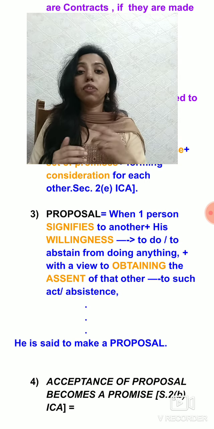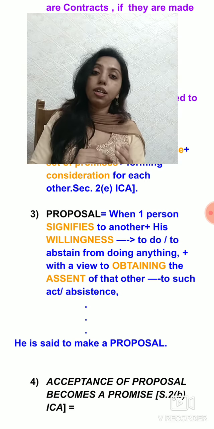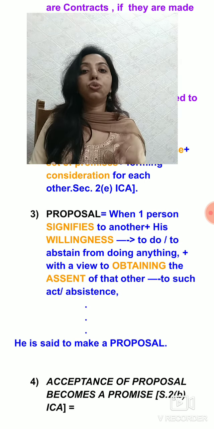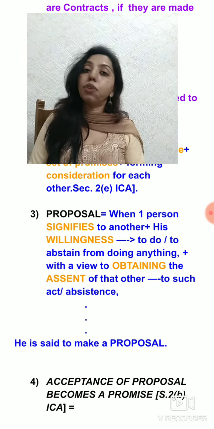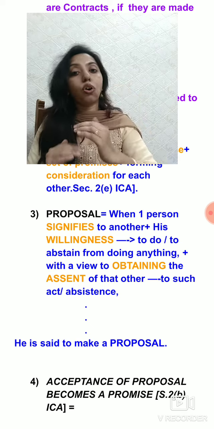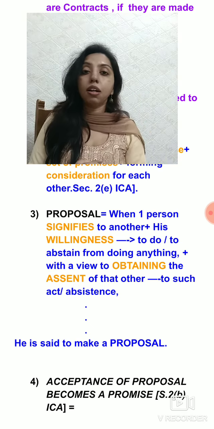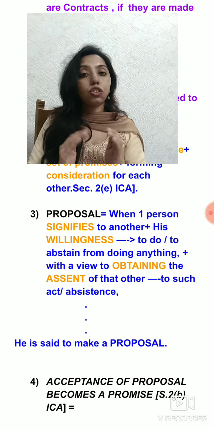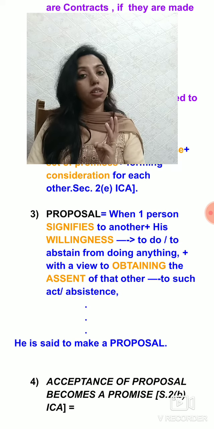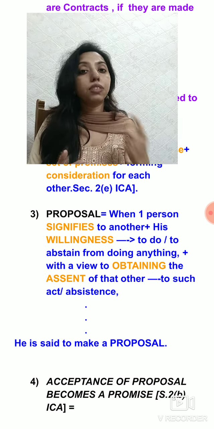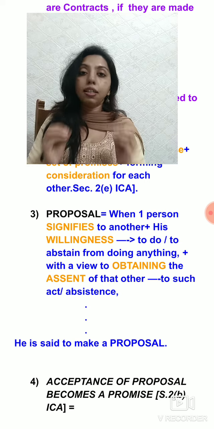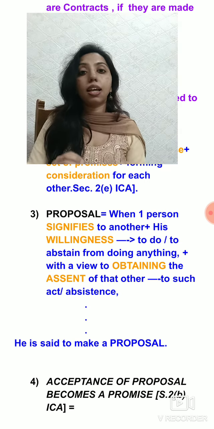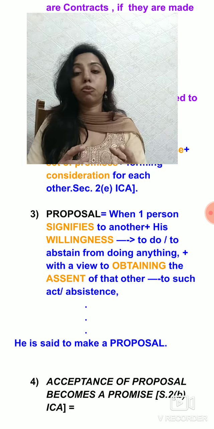So it is saying that when one person signifies to another his willingness to do or to abstain from doing anything with a view to obtain the assent of that other, he is said to make a proposal. So in case of a proposal, three terms have to be understood. What is the meaning of signifying? Signifying means that anything which is made, whether it is a proposal or an acceptance, must be communicated. Without communication, it cannot turn into an agreement.